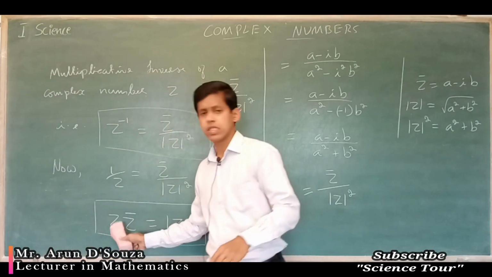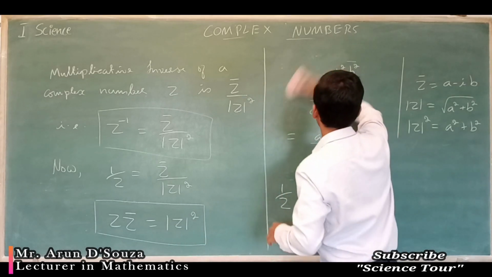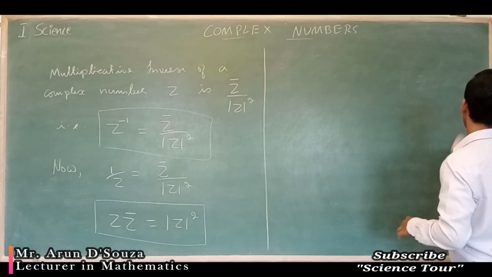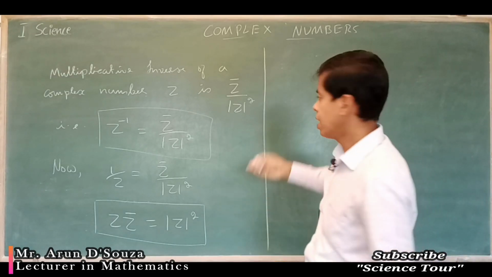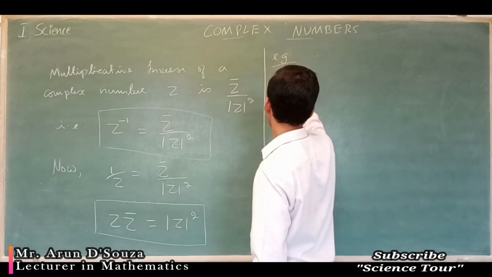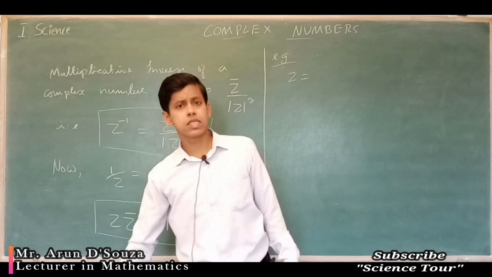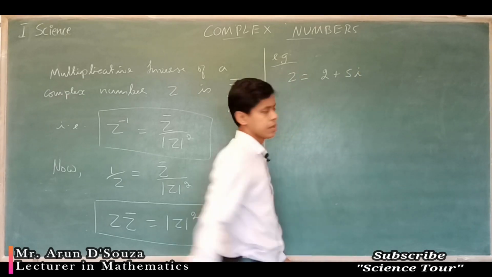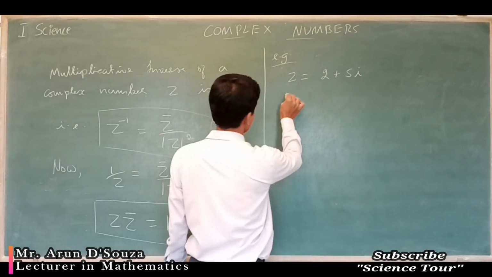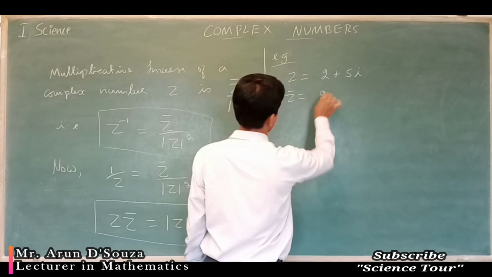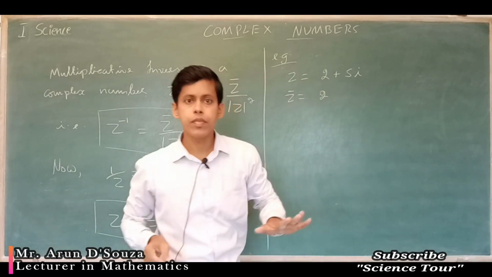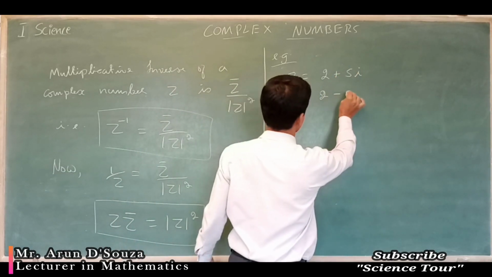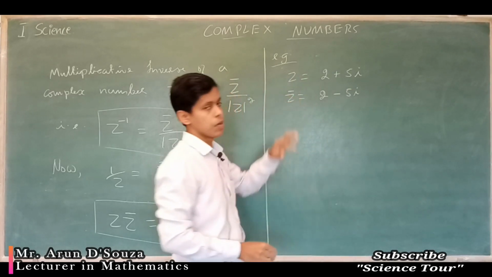If you need an example for this, let me give an example. Alright, so understand I am taking a complex number. So let us say z is equal to 2 plus 5i. Right. Now, what is z bar? Z bar means conjugate. Real part remains the same and imaginary part changes the sign. So plus becomes minus. Okay. So this is z bar.